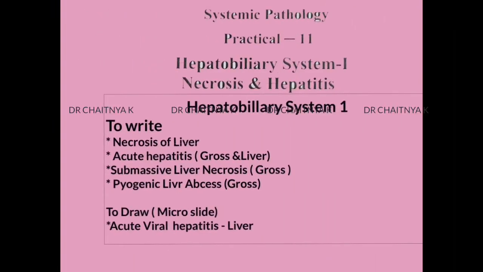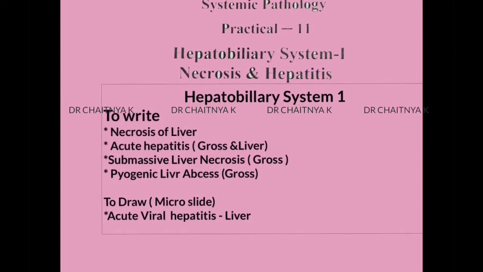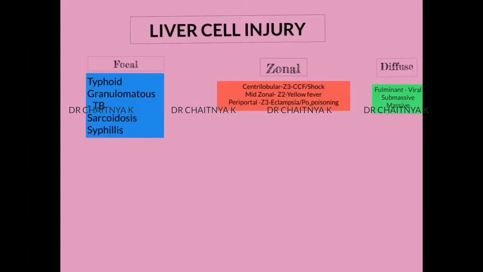To the practical number 11 part 1, that is the hepatobiliary system, necrosis and hepatitis. You have to write down the following things. So liver cell injury can be divided into the focal, zonal and diffuse.